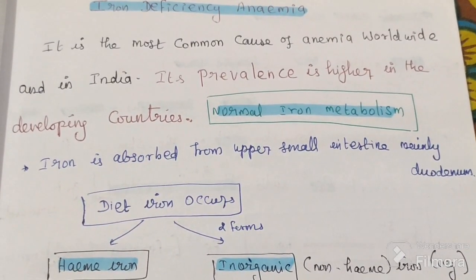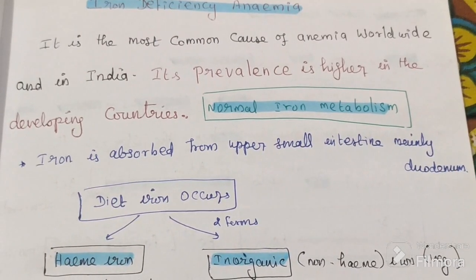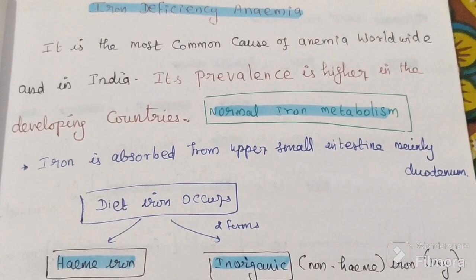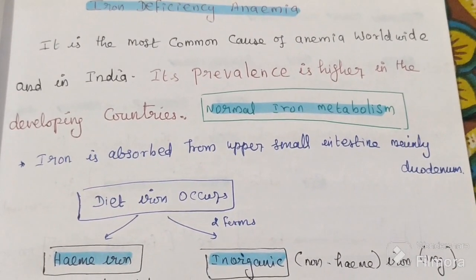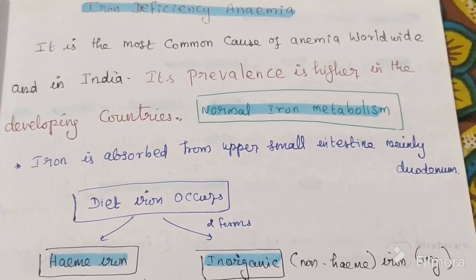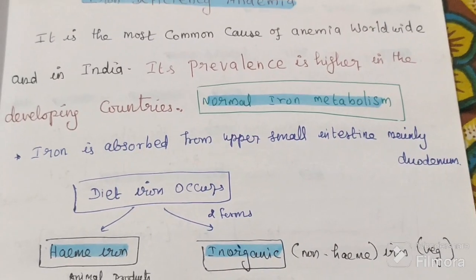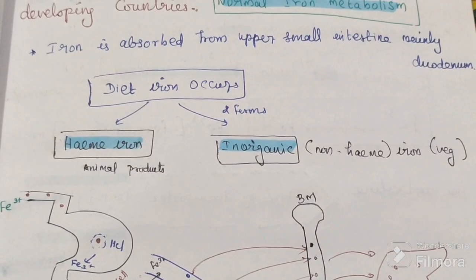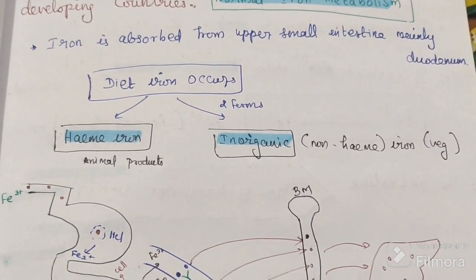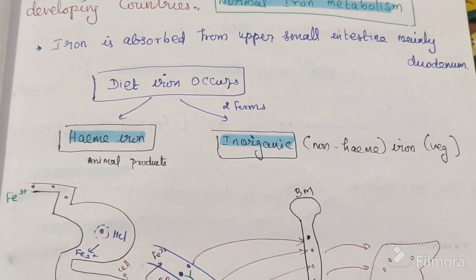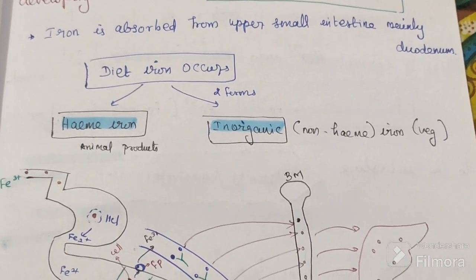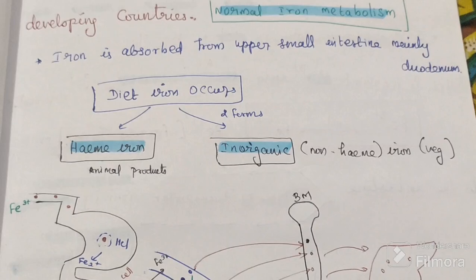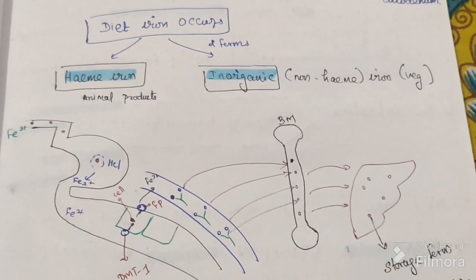Whatever iron we take in the diet, whether heme or non-heme, it is ferric. Ferric means the Fe3 form. Vegetarian and non-vegetarian food goes to the mouth, from the mouth to the esophagus, then to the stomach and intestine.